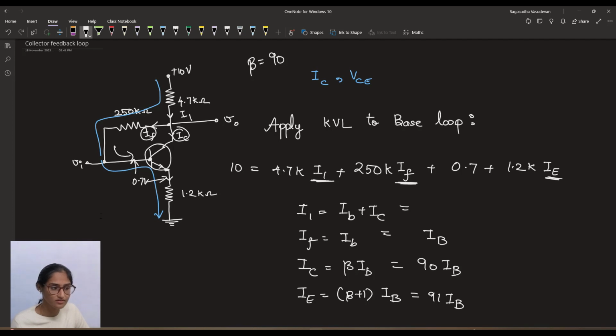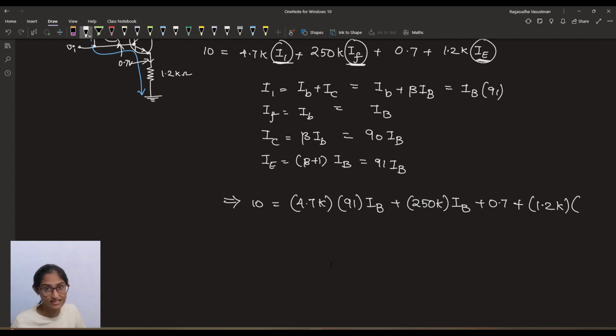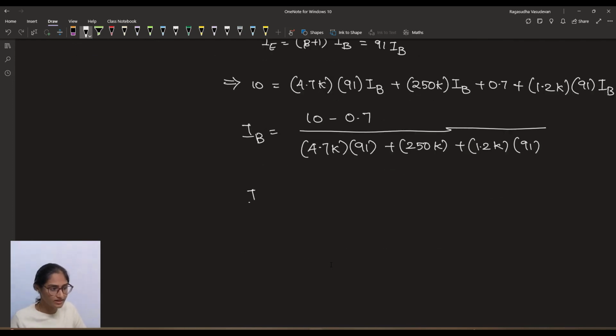So what is I1 now? I1 will be IB plus beta IB, which is equal to IB into beta plus 1, which is 91. So let's substitute all the three currents into this equation. This implies that 10 is equal to 4.7K into I1, which is 91 into IB, plus 250K into IF, which is IB, plus 0.7 plus 1.2K into IE, which is 91 into IB. In all the terms we have IB common, and if you take IB to one side, you will get 10 minus 0.7 divided by the whole term. And now we can get the value of IB as 11.91 microampere.